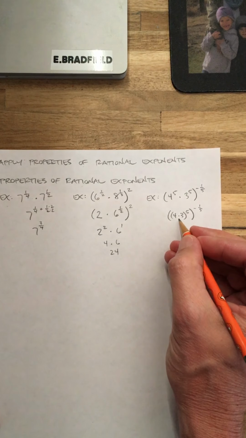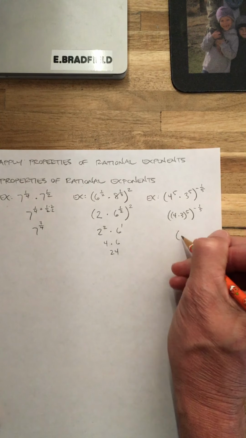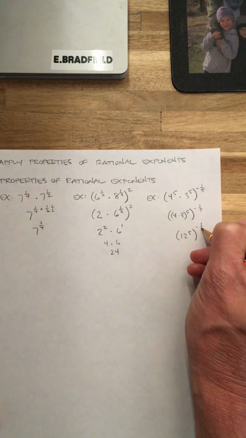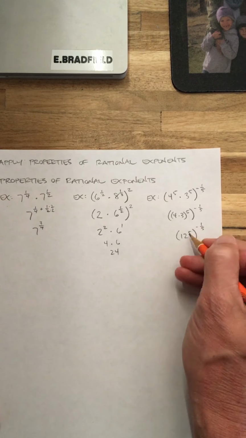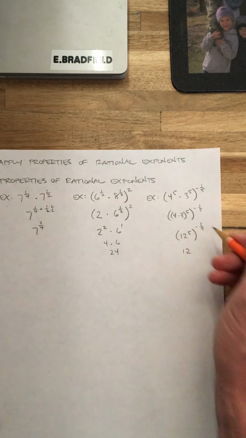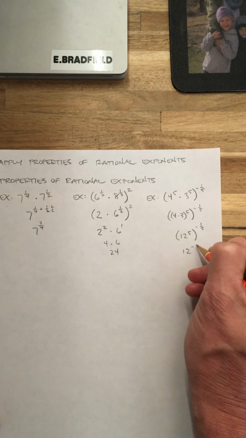And so now what we have is 12 to the 5th power, because 4 times 3 is 12, all to the power of negative 1/5. And now you can multiply those two exponents together. 5 times negative 1/5, that's just going to be negative 1, so we get 12 to the negative 1.